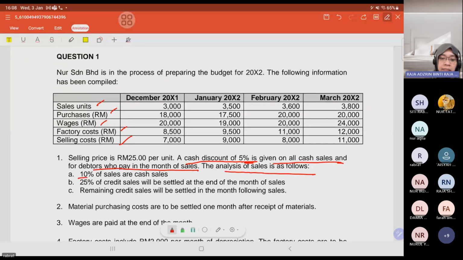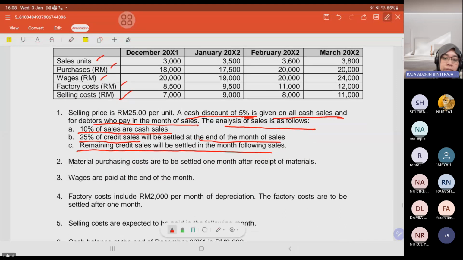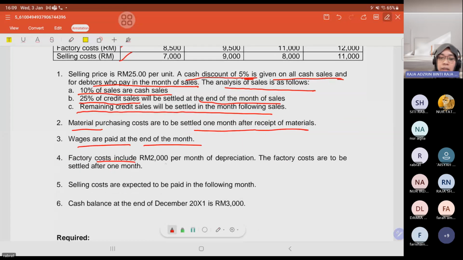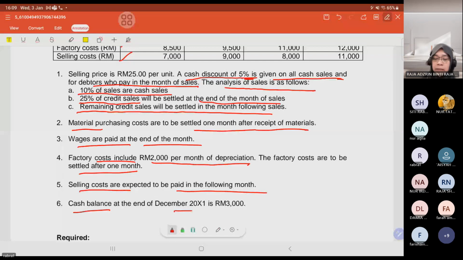So sales, 10% of sales are cash, 25% credit will be settled at the end of the month of sales and remaining credit will be settled in the month following sales. And then what about the material purchasing? Settle 1 month after receipt. Wages paid at the end of the month. Factory cost this much, but that cost includes 2,000 per month of depreciation, and then you settle after 1 month, and then selling cost paid in the following month, cash balance at the end is this much.